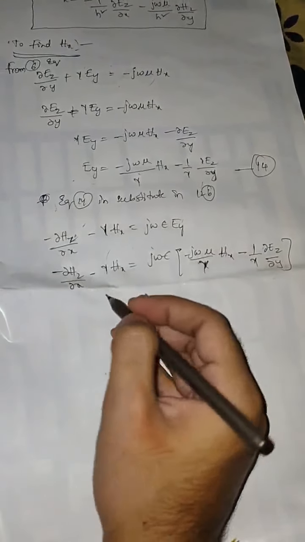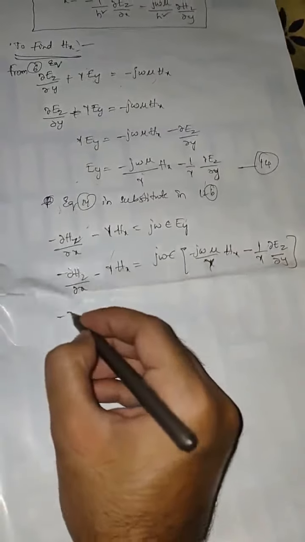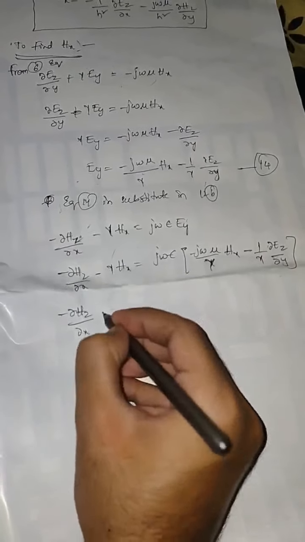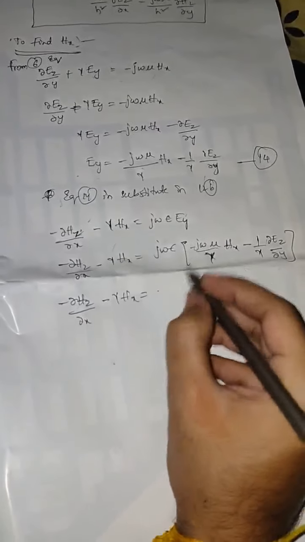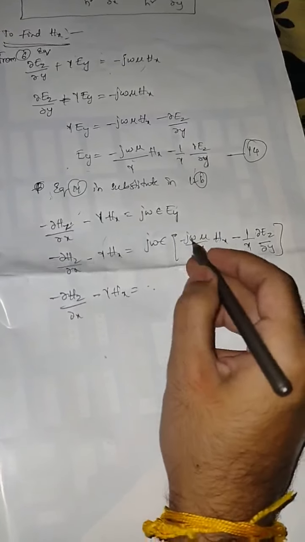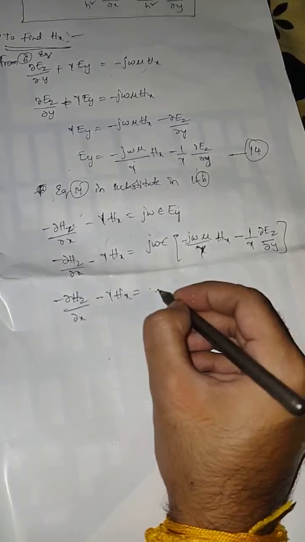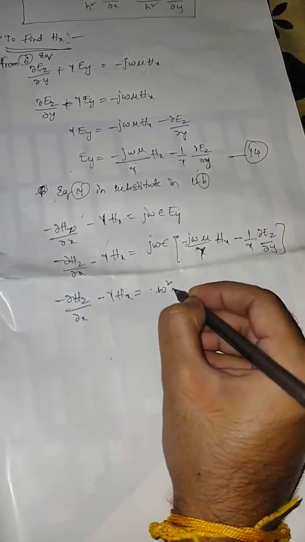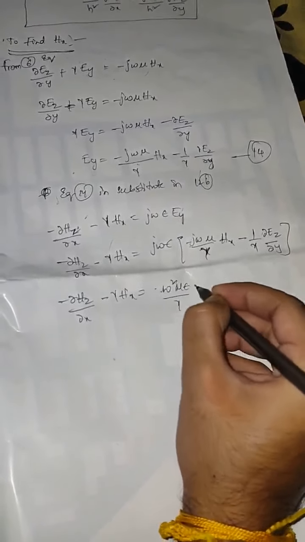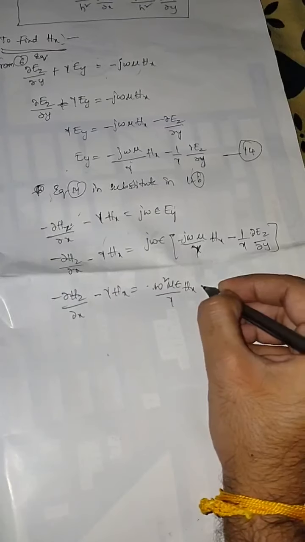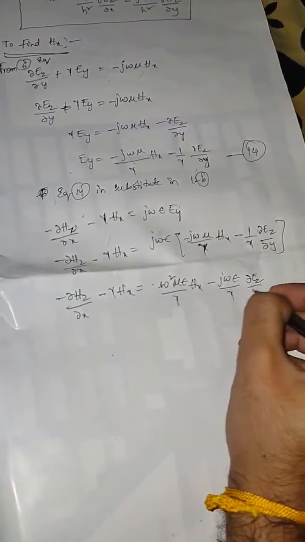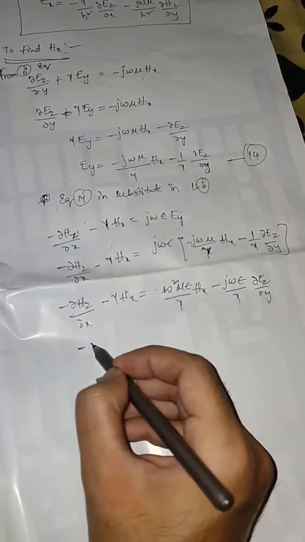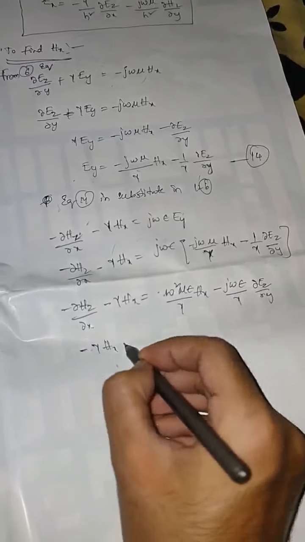Okay, so multiply these terms. So dou hz by dou x minus gamma hx is equal to, j into j is j square, minus 1. But here there is a minus, so you will get a positive value, omega mu epsilon by gamma hx, minus j omega epsilon by gamma dou Ez by dou y. Okay, so now I want the hx value, so take the hx terms on one side.